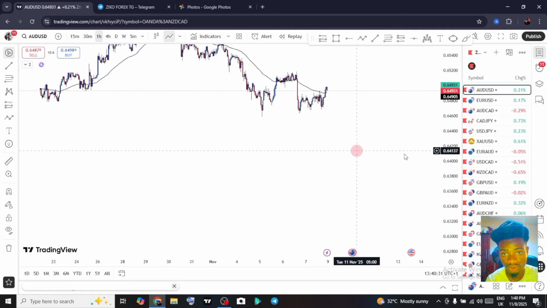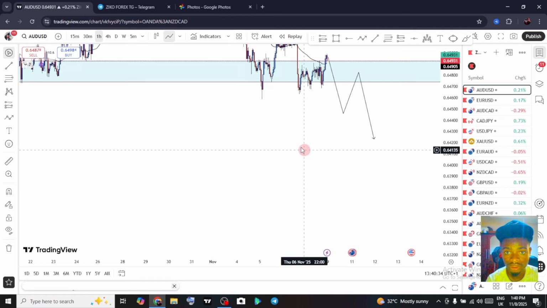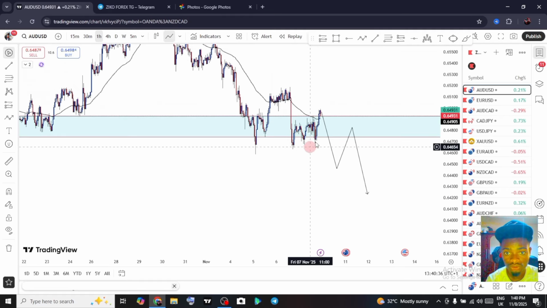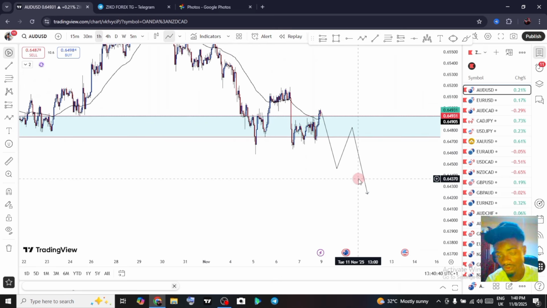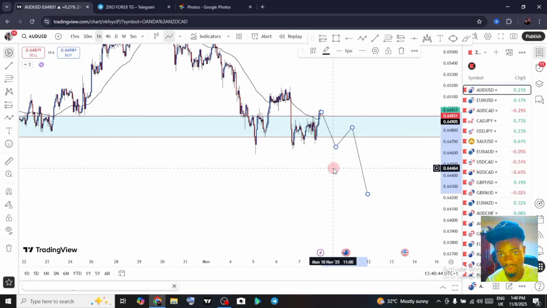So what I'll simply be waiting for is a break and retest under this particular level right here, and a retest for me to be able to continue selling, right? So that is the first market I'm interested in taking this week.